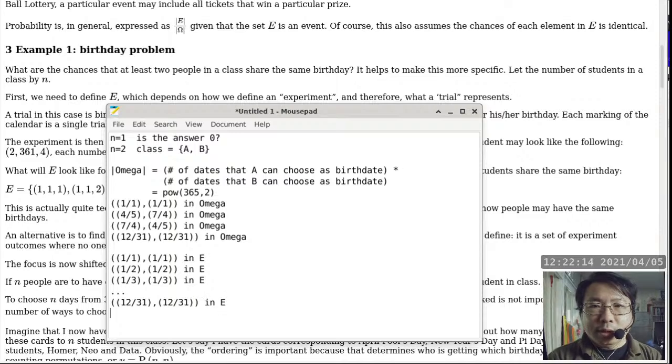All right, so cool. That looks pretty easy to work with, right? So now if I ask you, in the class of 2, what is the cardinality of E? What would be your answer?